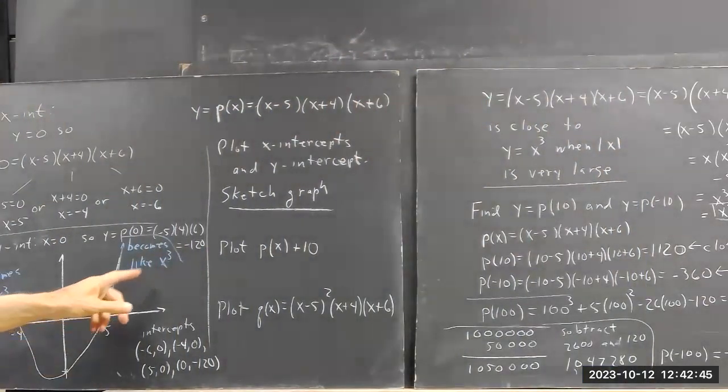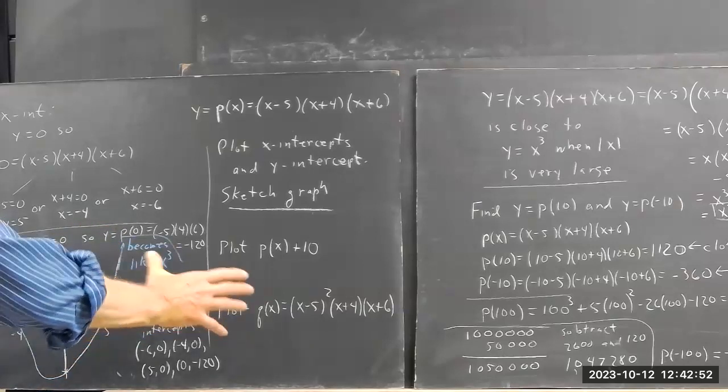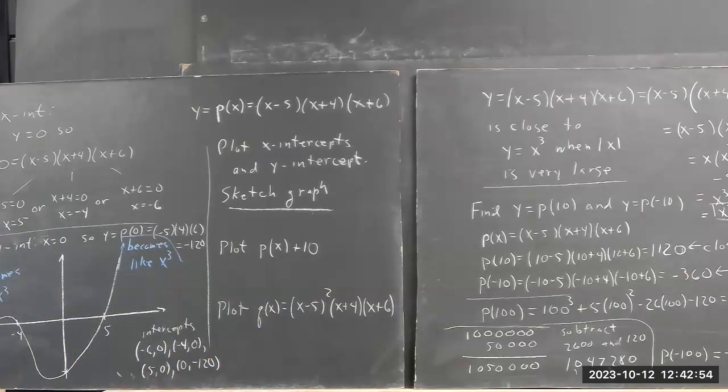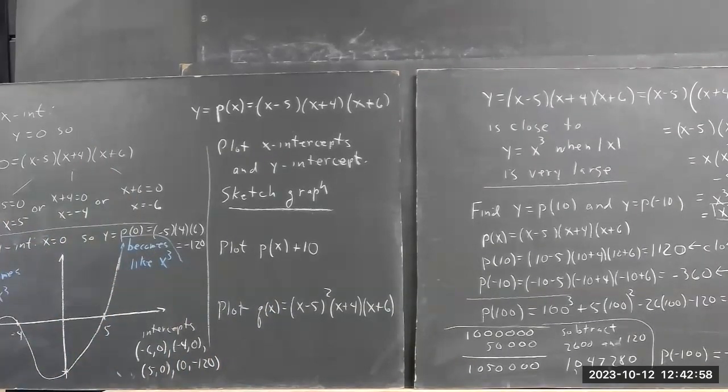Bottom line is, the graph becomes like the graph of x cubed here, becomes like the graph of x cubed here. Not in here, but as you get out away, it becomes just like x cubed. So it's got to go down here and up there because that's what x cubed does.